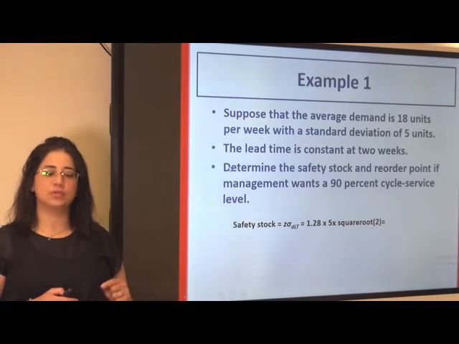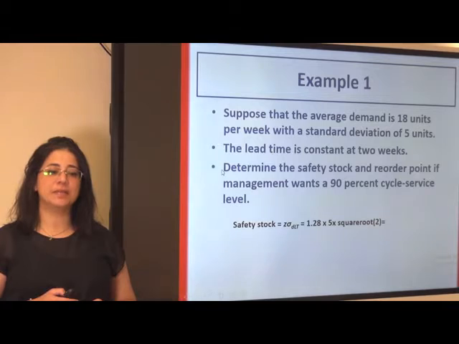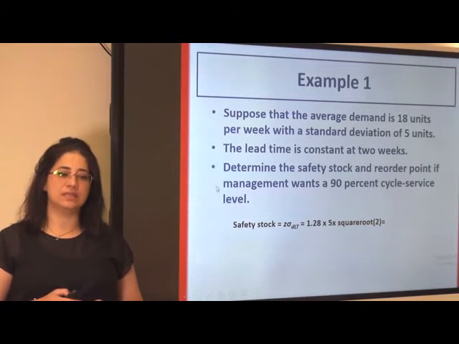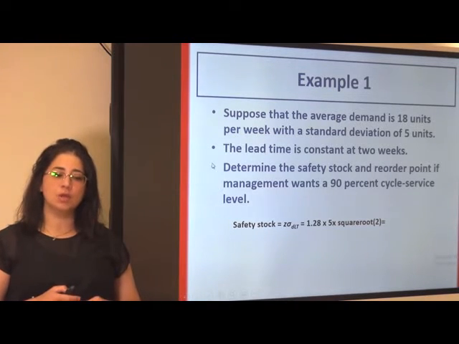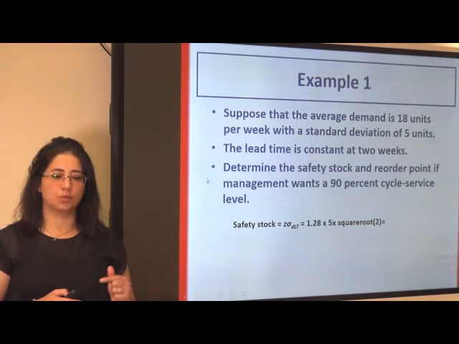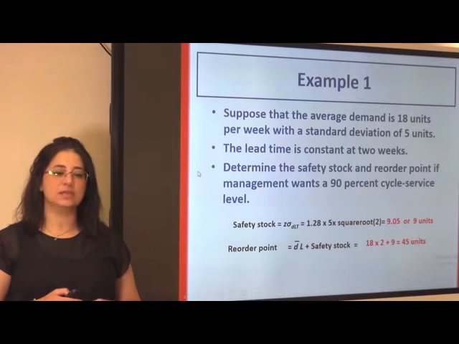First, we have to go to the Z tables and pick Z for an area of 90%. It will be 1.28. Safety stock is Z sigma demand during lead time, which is Z times sigma demand times the square root of N. 1.28 multiplied by 5 multiplied by the square root of 2, which is 9 units. And the reorder point is the pipeline, 18 multiplied by 2, plus 9, which is 45 units.